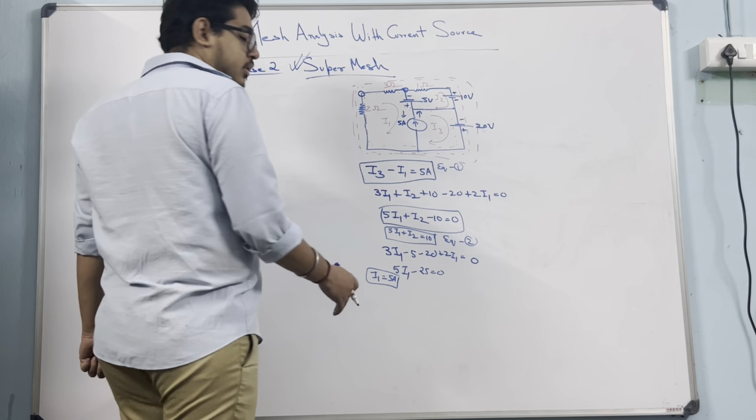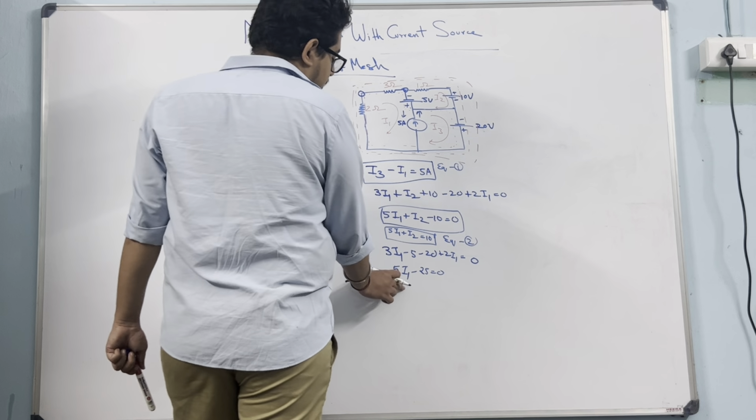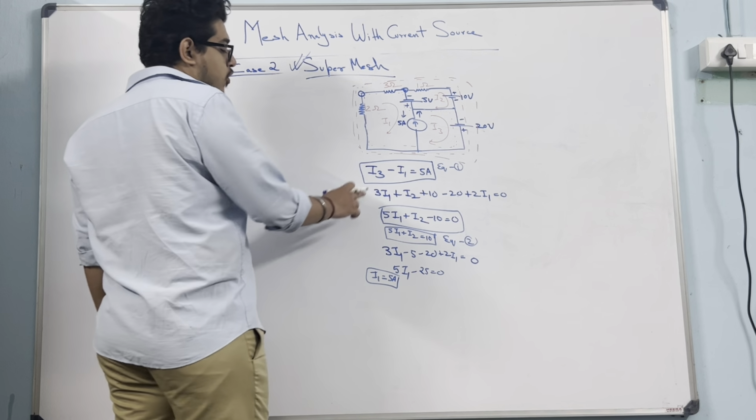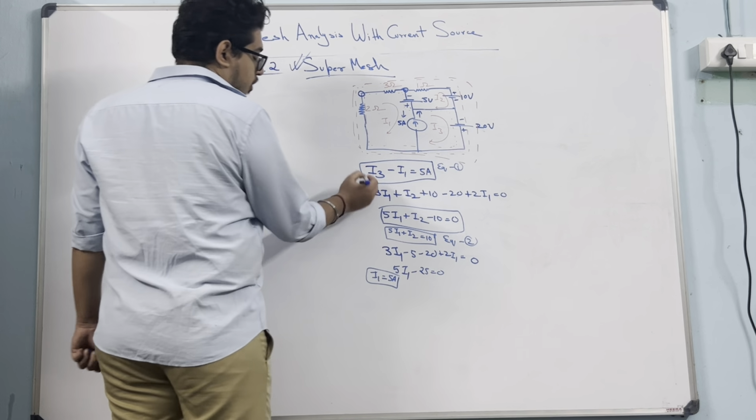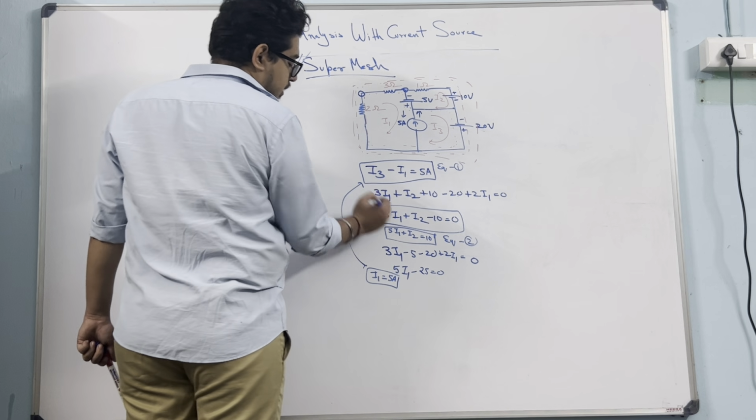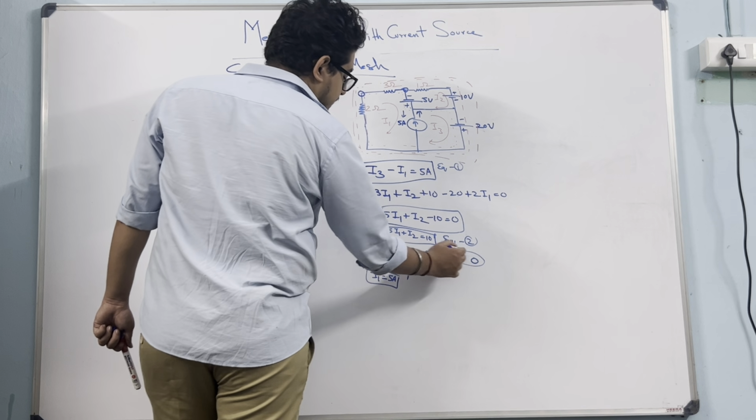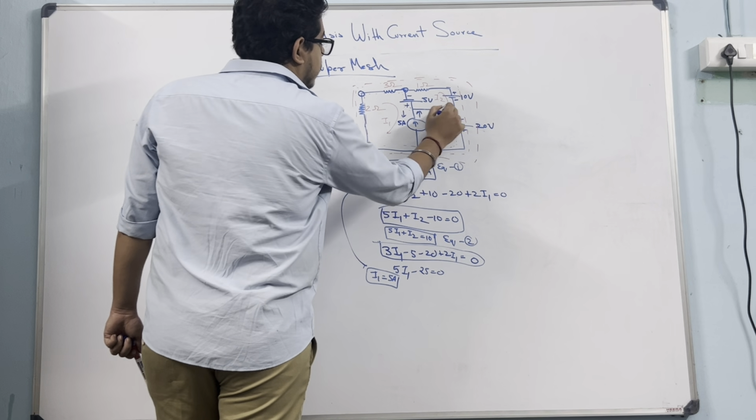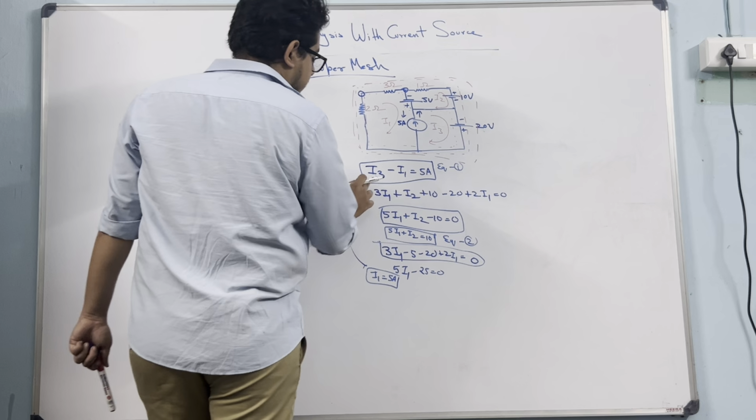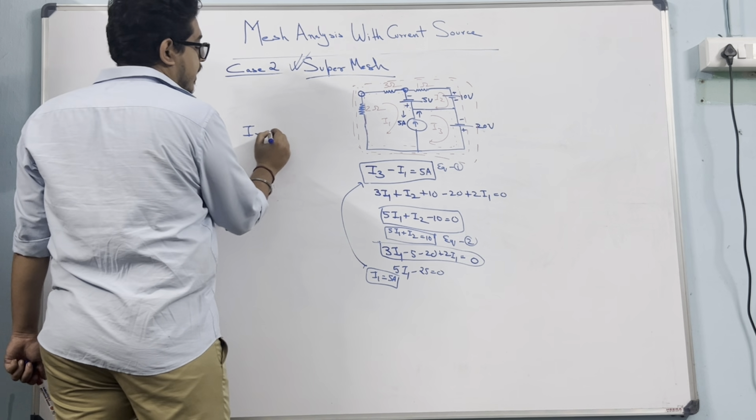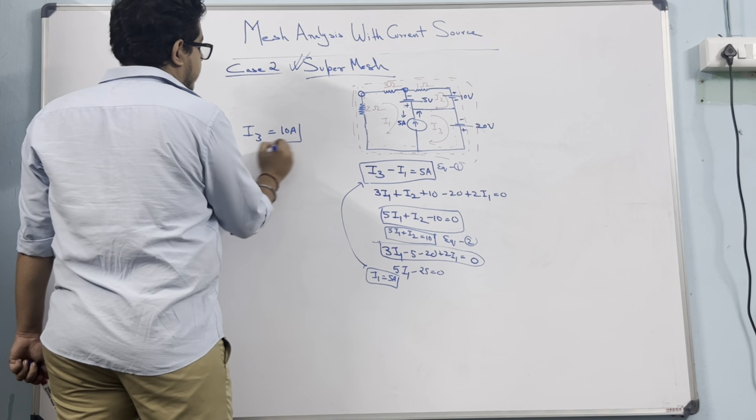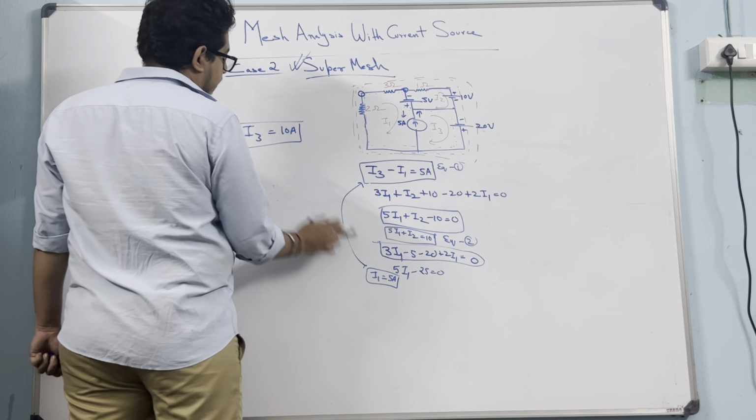Okay. So I got i1 equal to 5 amperes, and I know that if I put this in equation 1, okay, so this was the third equation which we formed using this supermesh, so if I put this into this, I will get i3 equal to 10 amperes. Okay, I got i1, I got i3.